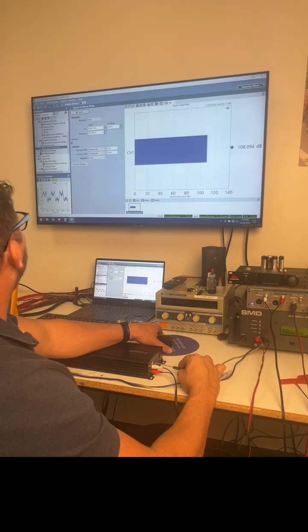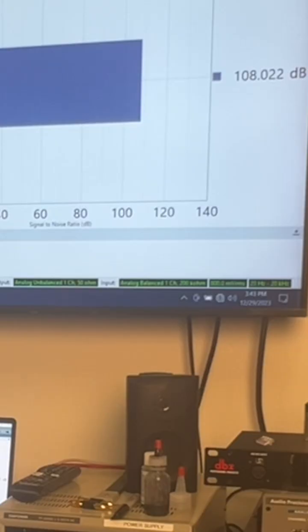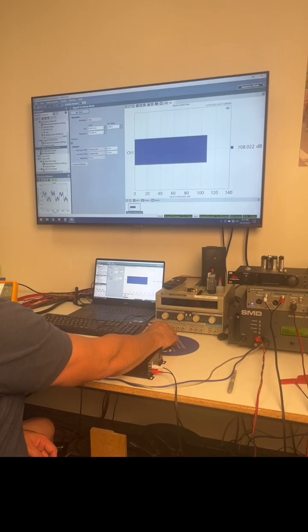So there's a fair amount of clipping. So 108 dB between the loudest and the quietest, so that's a great, great number. Really good signal to noise on this amplifier. All right, let's get to the power testing.